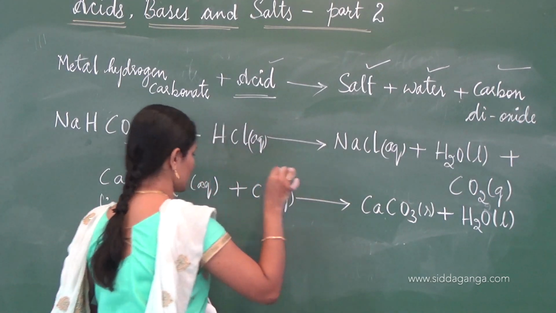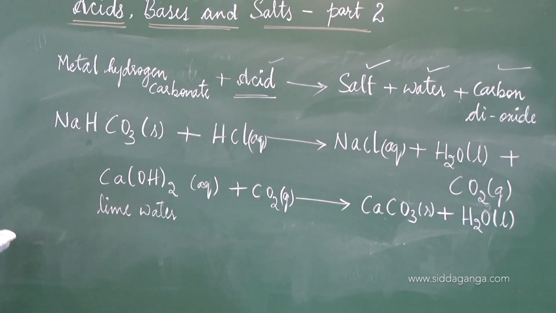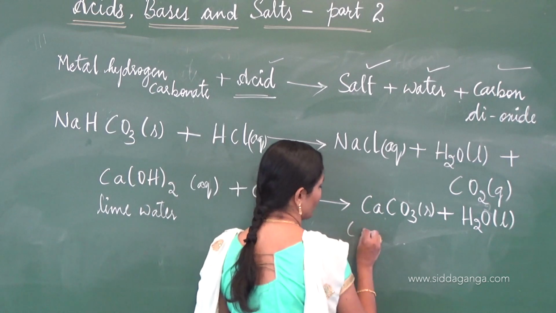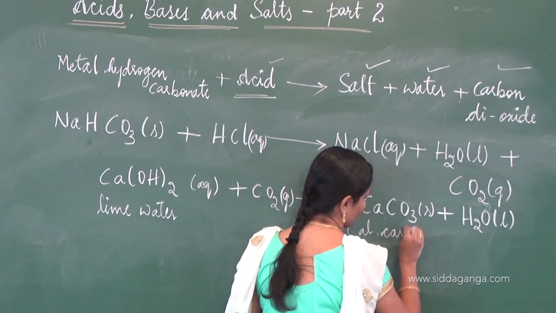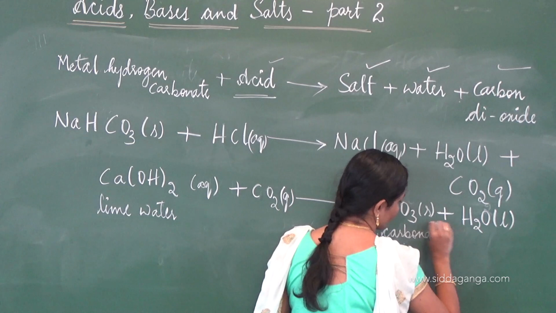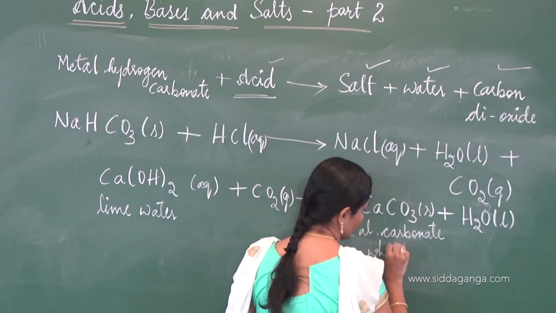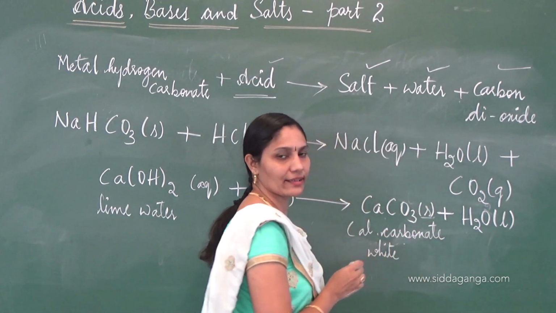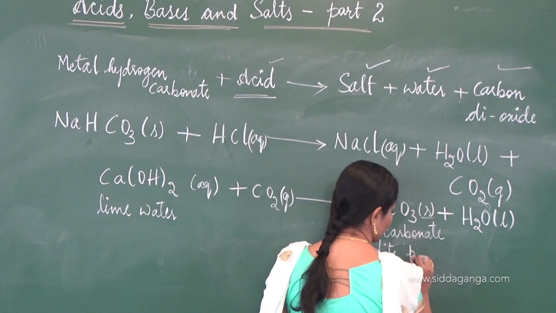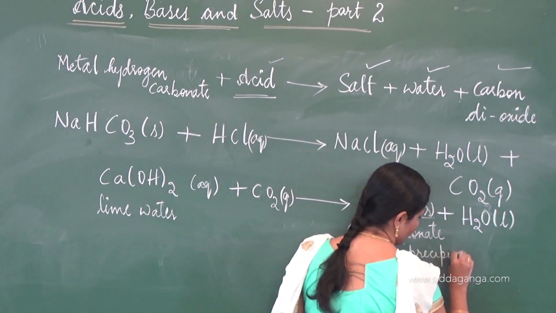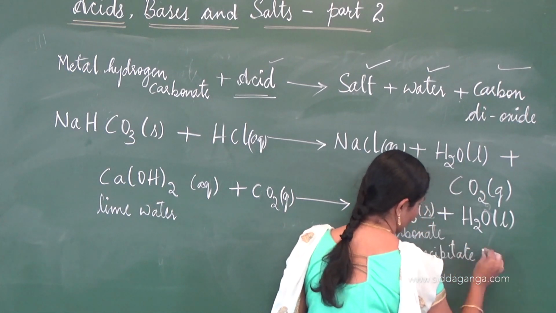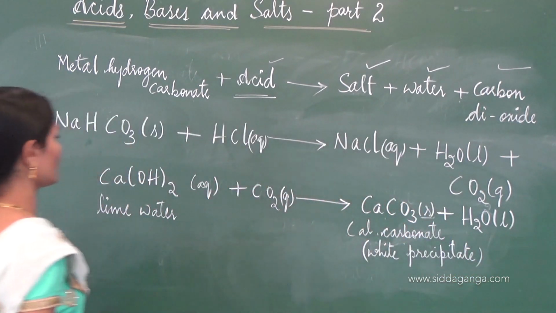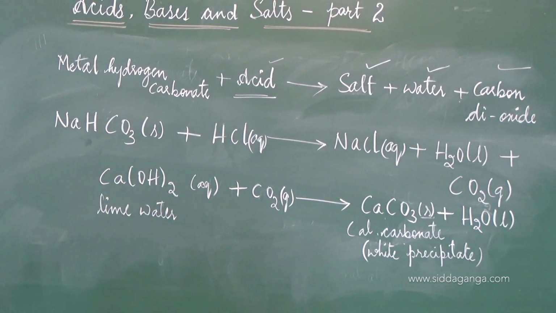CO2 was in gaseous state. Ca(OH)2, that is calcium hydroxide, with carbon dioxide gives rise to a white precipitate of calcium carbonate. Calcium carbonate is a white precipitate and that is the reason we have mentioned S here, that is solid white precipitate. So it turns milky due to the formation of calcium carbonate, a white precipitate.